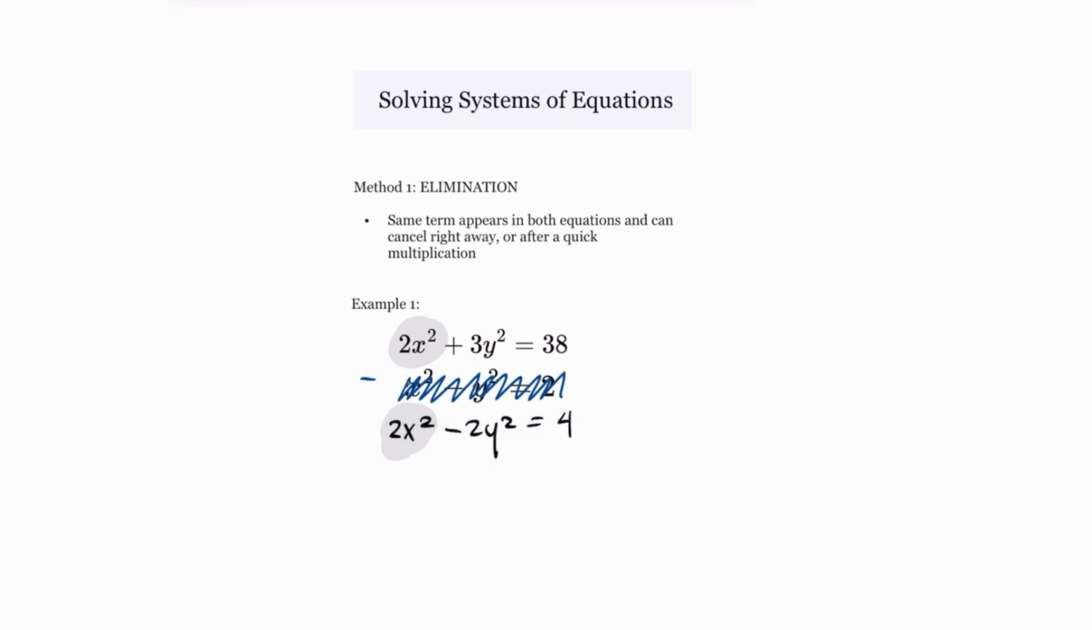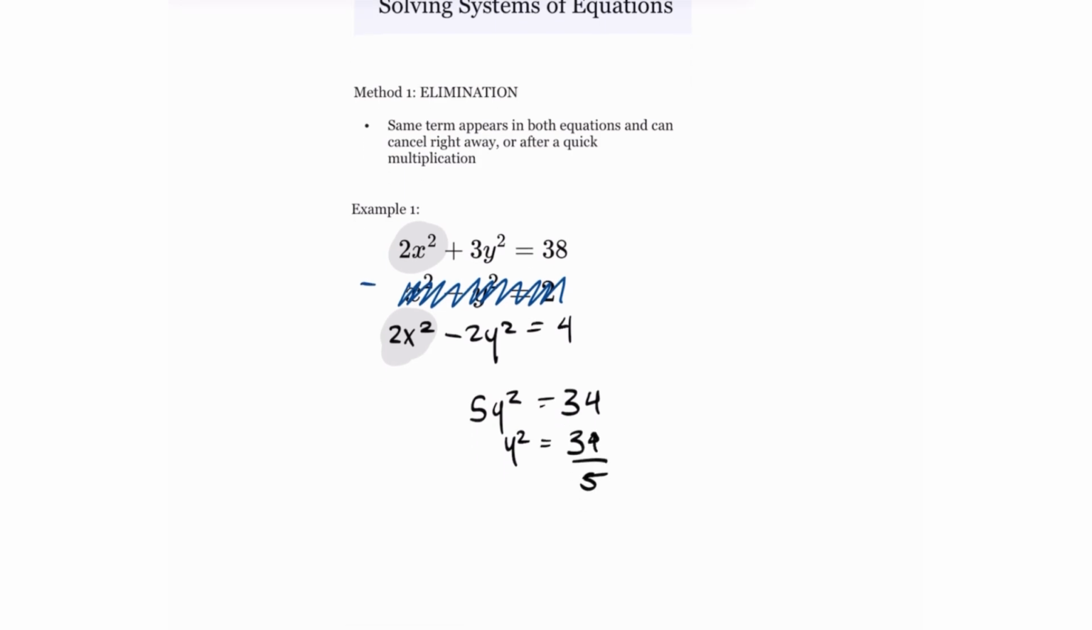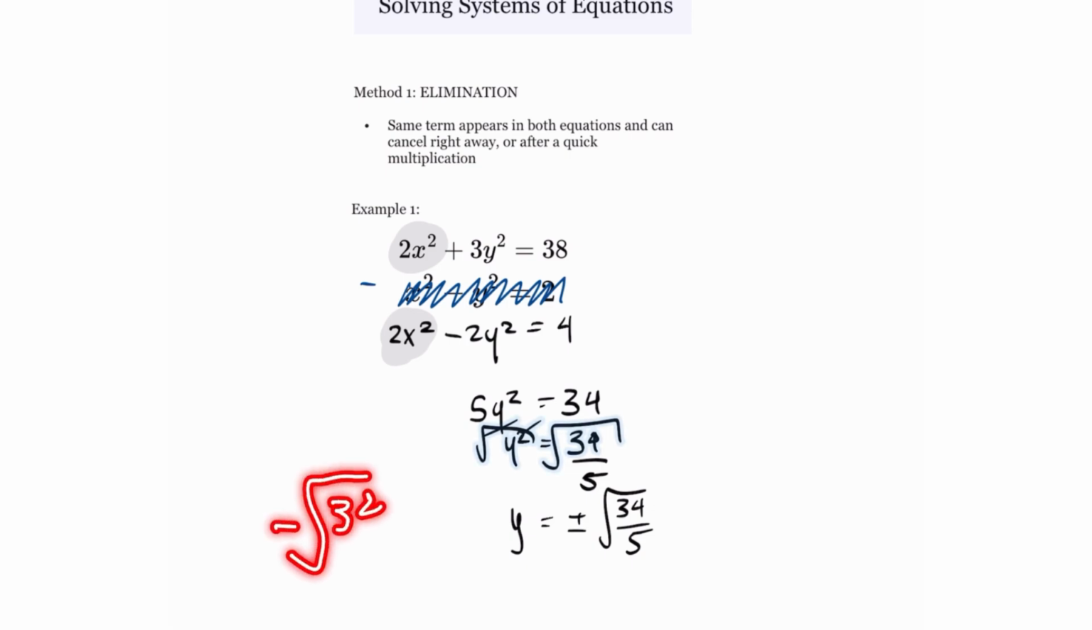It becomes 0. And then we do 3y squared minus 2y squared, so it gives us 5y squared, 38 minus 4, which gives us 34. We divide by 5, and then we take the square root on both sides, which gives us plus or minus the square root of 34 over 5. I just want to take a minute to appreciate why we use this plus or minus term.